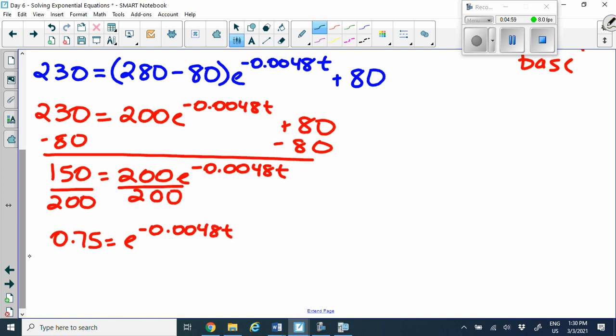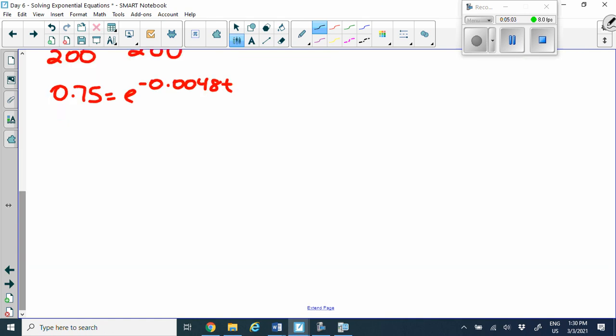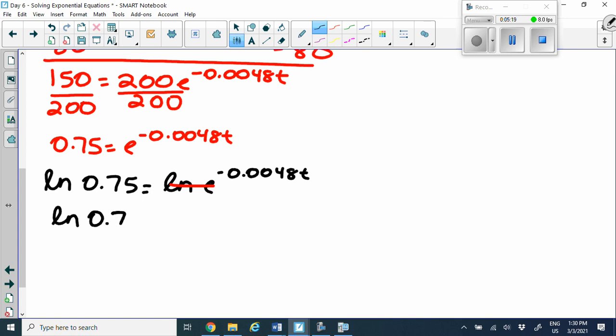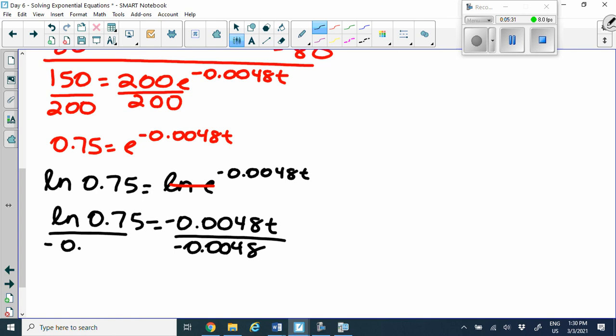Okay, so now to get rid of that e, remember I have to do the inverse. And the inverse of e is natural log. So I'm going to take the natural log on both sides. So when we have the inverse properties, remember they cancel out. So the natural log and e cancel out. So now I have natural log of 0.75 equals negative 0.0048t. And we're trying to get t all by itself, so I'm going to divide both sides by that decimal. And don't forget the negative there.